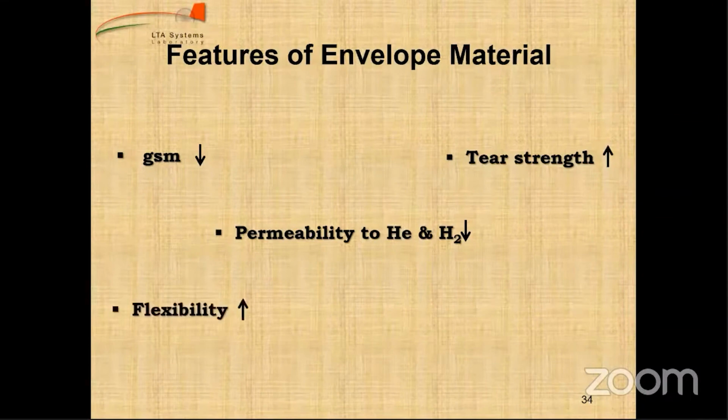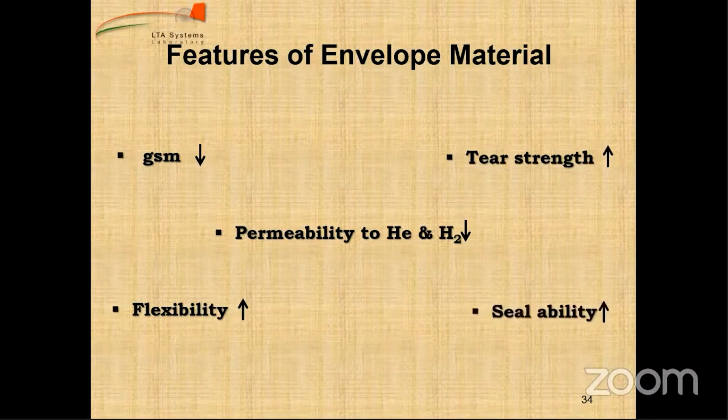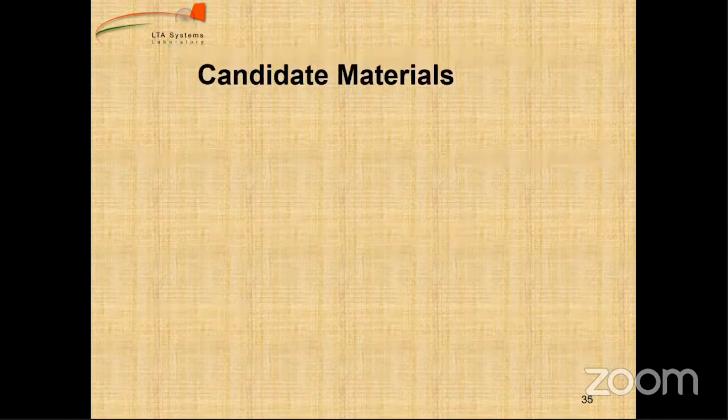And it should be flexible enough to fold and then fill up, then fold, then fill up, and it can be carried, because we have to carry it, so it should be flexible in nature. And the most important feature of the envelope material is that it should be sealable, because we have to create an envelope with it. When we create an envelope, we will have to attach edges. We will have petals of the airship, and we will have to join them together. So it should be sealable. These are the main characteristics of the envelope material.